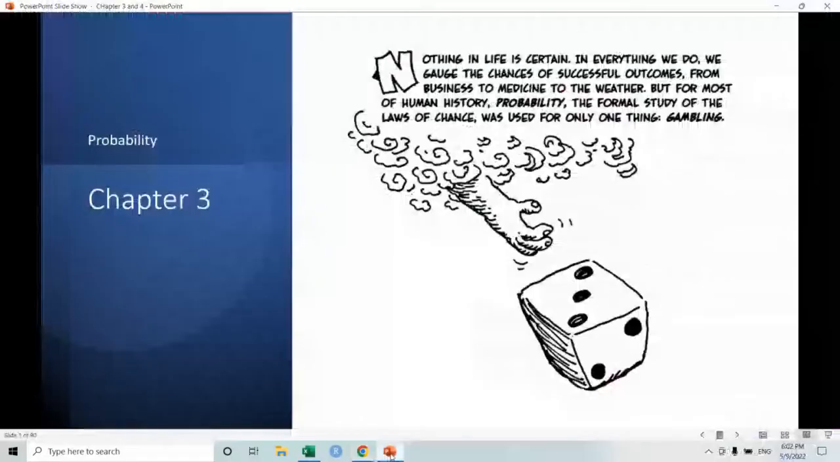Okay, so this week we're going to talk about probability and probability distributions. Nothing in life is certain, and everything we do, we gauge the chances of successful outcomes, from business, which is why you're taking business statistics, to medicine, what's the probability of some treatment working, or weather, which is the best job in the world because meteorologists get to be wrong all the time. But for most of human history, probability, the formal study of the laws of chance, was used primarily for gambling.